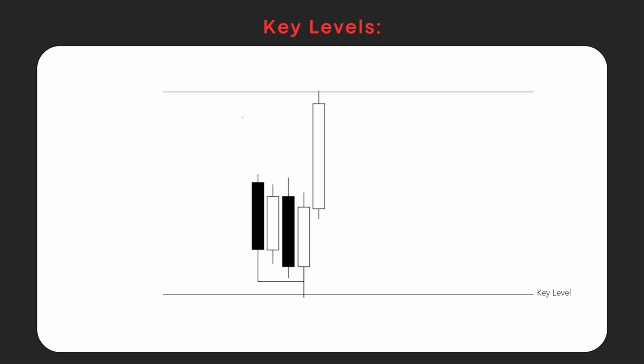Your second entry would have been right here inside the third candle with a kiss of death entry, and you would have had more than enough conviction for that entry because you can see the second candle closed inside the candle range, so the odds would be more in your favor.